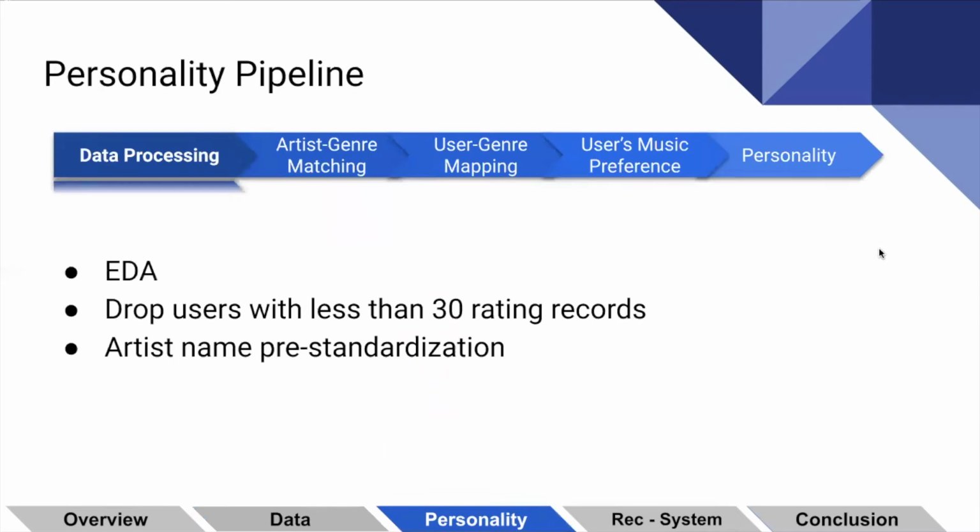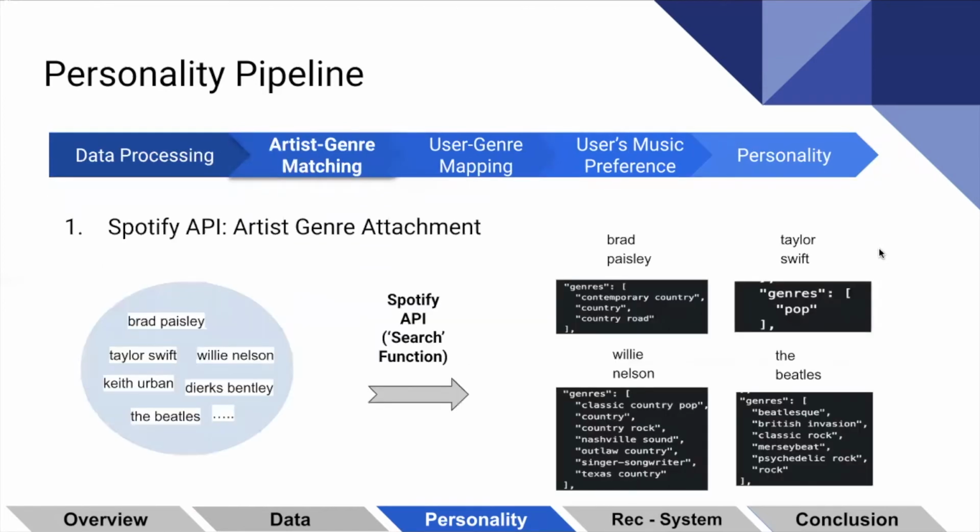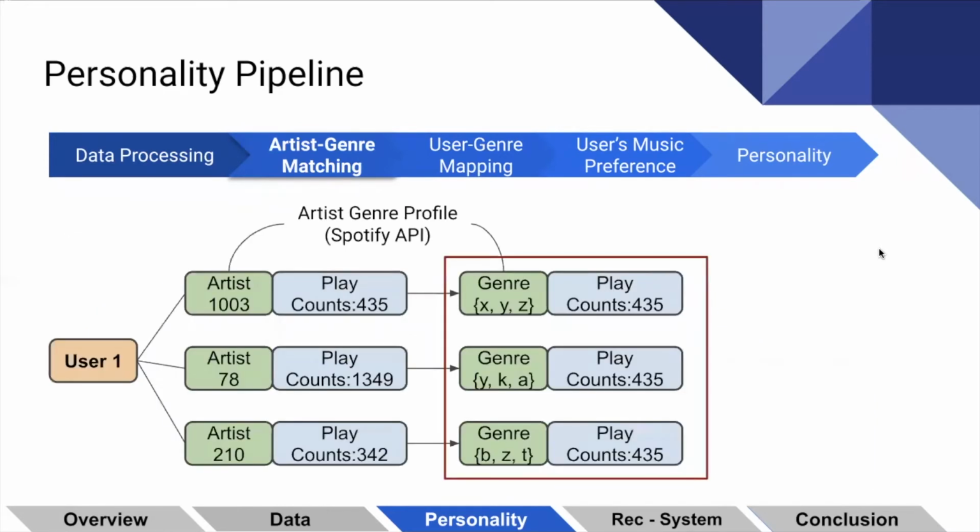The first step of the pipeline is to do simple data processing. Users with less than 30 rating records are dropped in order to increase the confidence in their derived personality. With the pre-processed data, we then derive the subgenres for all unique artists in the dataset through the Spotify API. At the end of this step, the users have the profile shown in the red square.